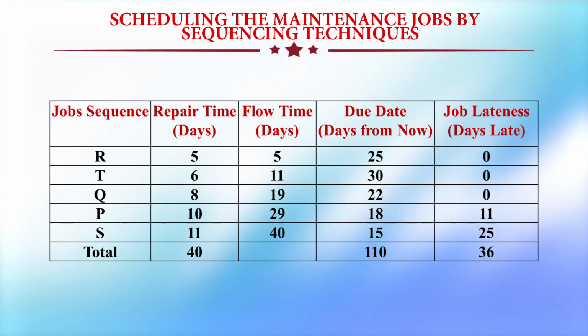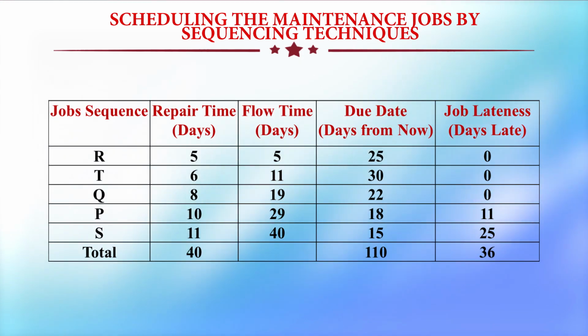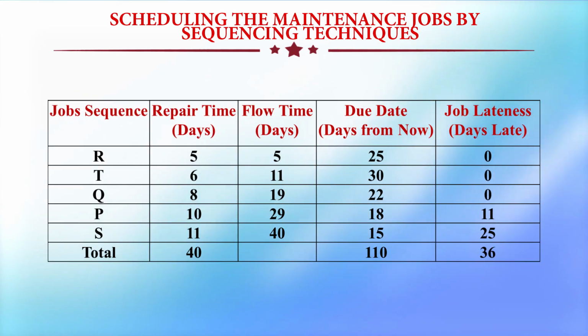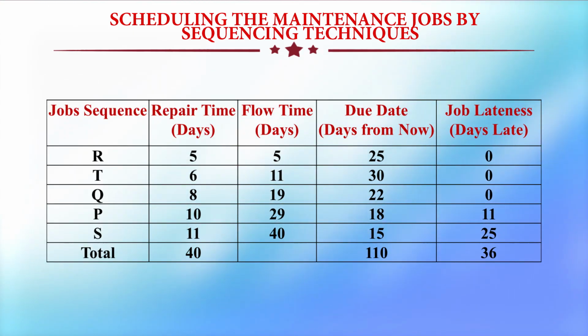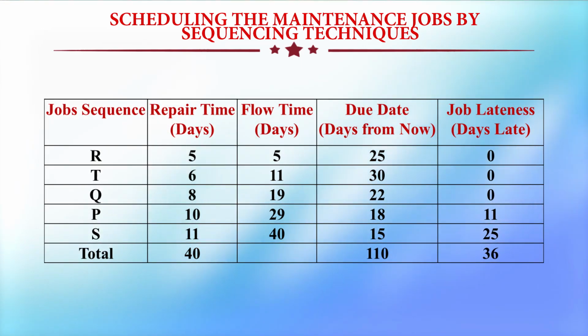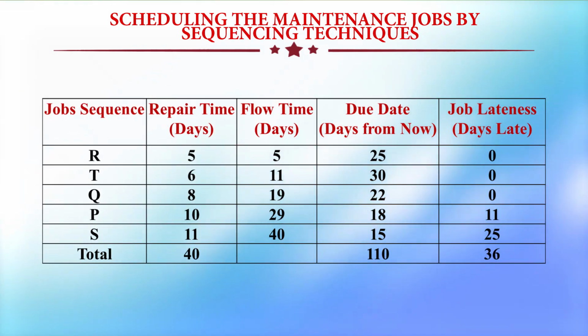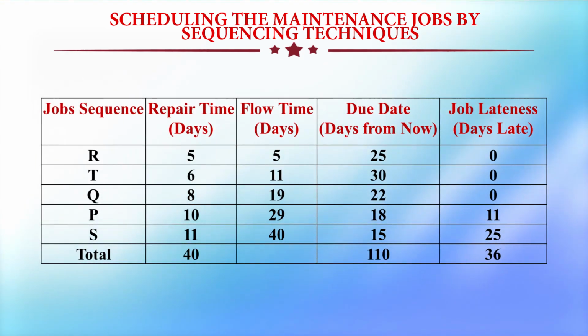Similarly, for the second job T also there is no job lateness, and Q also there is no job lateness. But for P, how do you find the job lateness? It is the difference between the time taken, or flow time, minus due date. So that is here 29 minus 18, that is equal to 11 for the P job. Similarly for S job it is 40 minus 15, it is giving 25 days. So total job delays or job lateness is equal to 36 days.